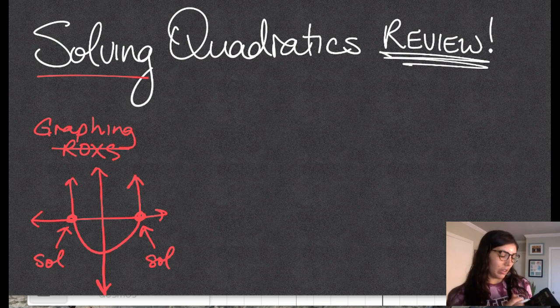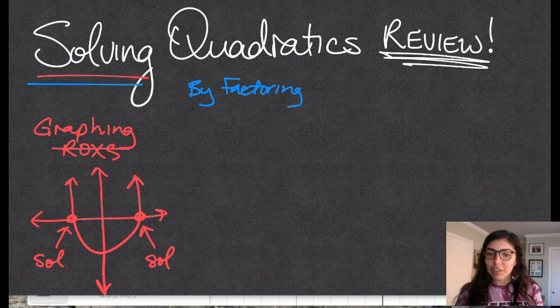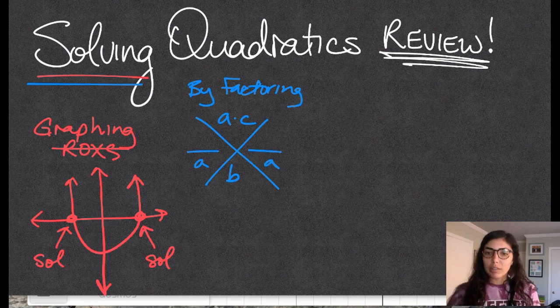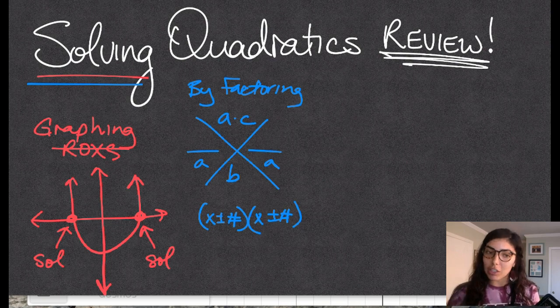The second method we learned to solve a quadratic is by factoring. We spent a long time factoring before this break, which is where we take a quadratic that has an a, b, and a c, and we fill out an x puzzle, where a times c is in the top, b is in the bottom, and a is underneath. We solve that x puzzle and we're going to get some sort of factored form, x plus or minus some number and x plus or minus some number. Those are the factors, which means the solutions are the opposites.